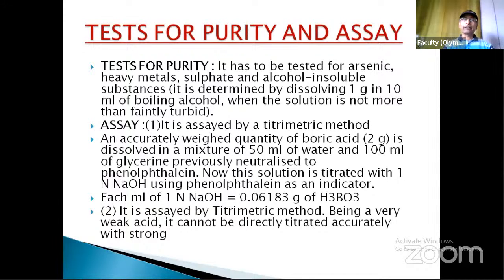It is assayed by titrimetric method. An accurately weighed quantity of boric acid, say 2 gram, is dissolved in a mixture of 50 ml of water and 100 ml of glycerin, which is previously neutralized to phenolphthalein such that it doesn't have any acidic or alkaline pH. It is neutral. So that kind of glycerin, 100 ml you take and 50 ml water, and in the mixture of this glycerin and water, you add 2 gram of boric acid.